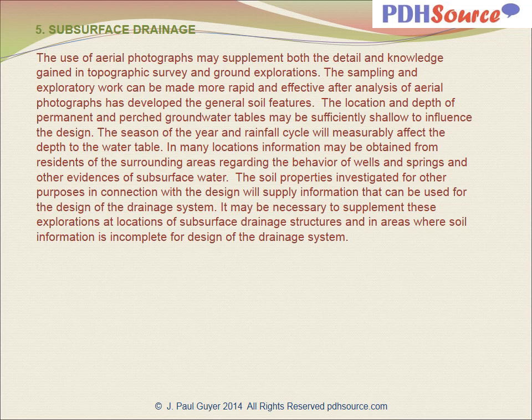The sampling and exploratory work can be made more rapid and effective after analysis of aerial photographs has developed the general soil features. The location and depth of permanent and perched groundwater tables may be sufficiently shallow to influence the design. The season of the year and rainfall cycle will measurably affect the depth to the water table. In many locations, information may be obtained from residents in the surrounding areas regarding the behavior of wells and springs and other evidences of subsurface water.